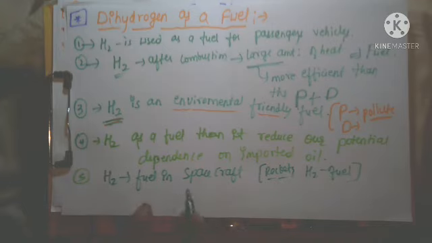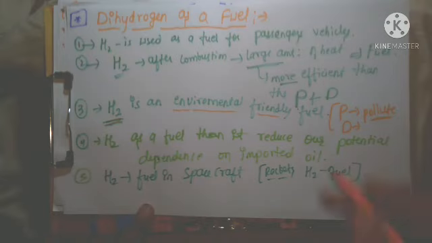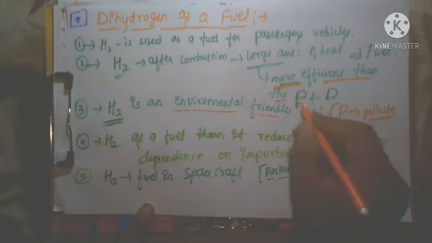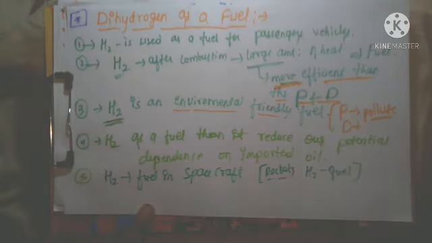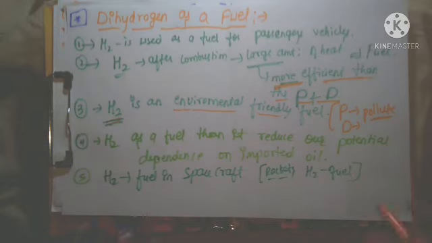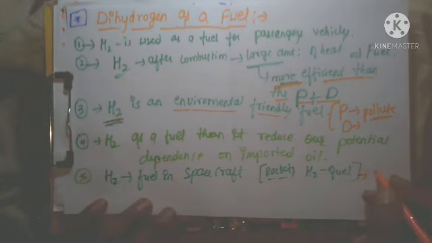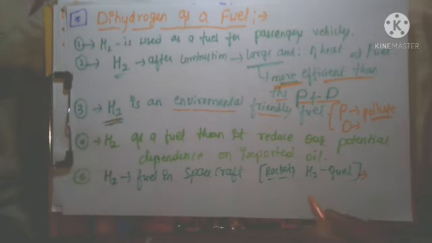Because H2 is more efficient than the petrol and diesel. And also the H2 is lighter in weight than the petrol and diesel. Therefore, a large amount of H2 we can carry, right? Therefore, H2 is used as the fuel in the rockets because of its efficiency and its lesser weight.